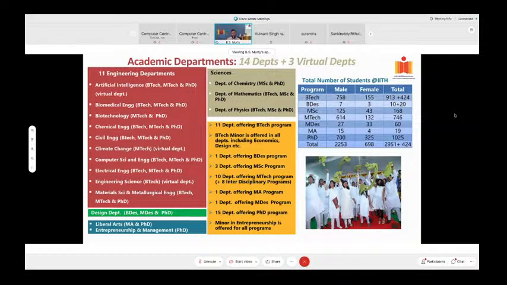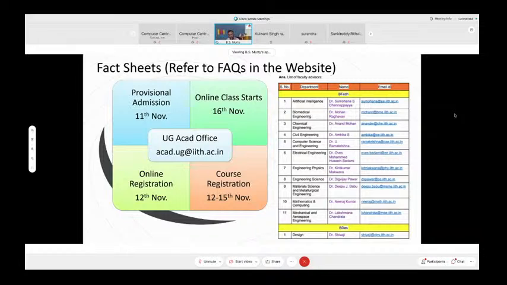Of course, the actual schedule of how things are going to happen will be told to you by our deans as we go along. But just to give you a nutshell, tomorrow is going to be the provisional admission for all of you, and then the day after tomorrow, on the 12th, the online registration will start, and the course registration will continue for about 3 days or so. The classes are going to start on Monday, the 16th of November, for all of you. Of course, it's going to be in an online mode right now.